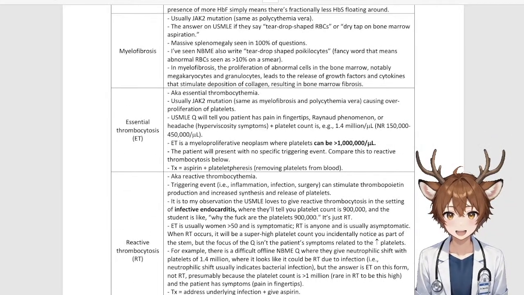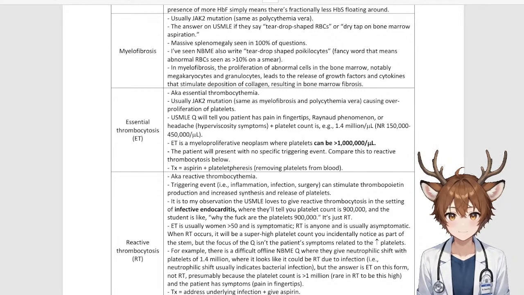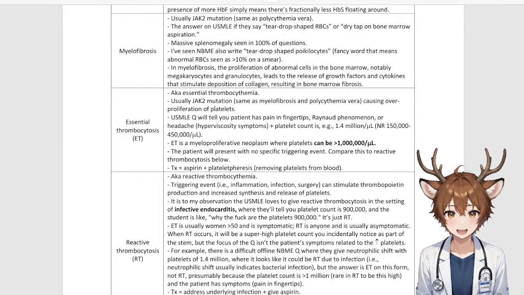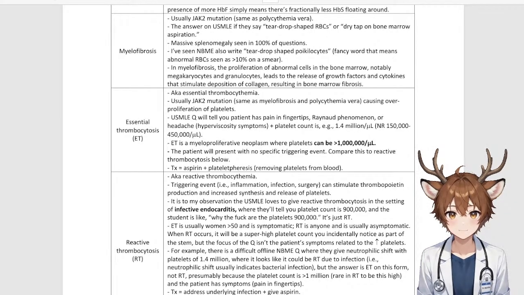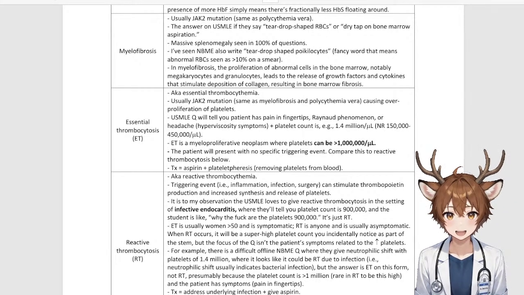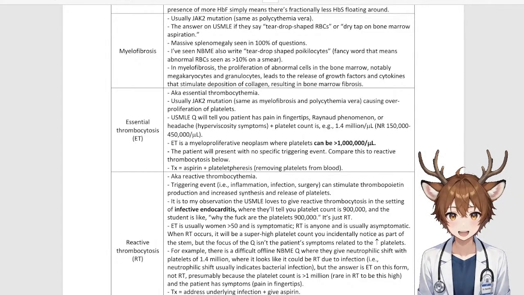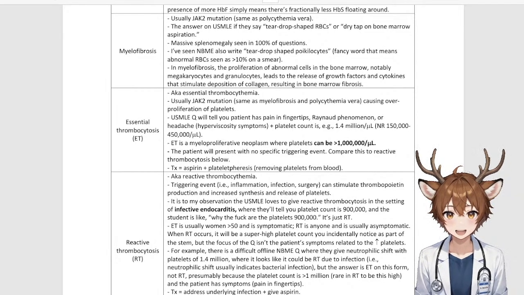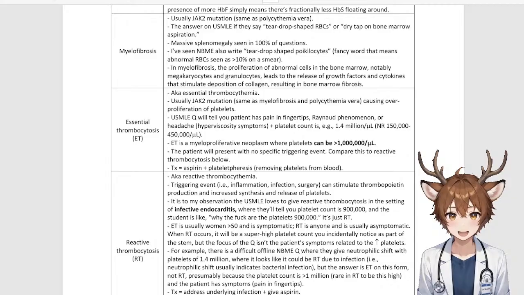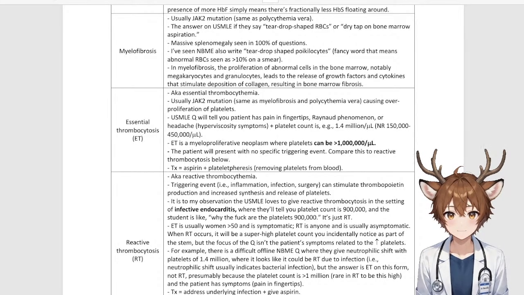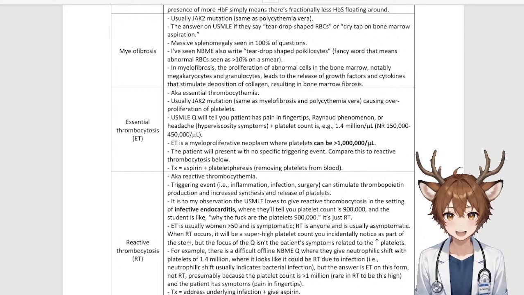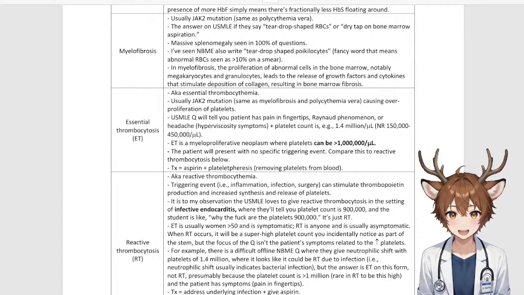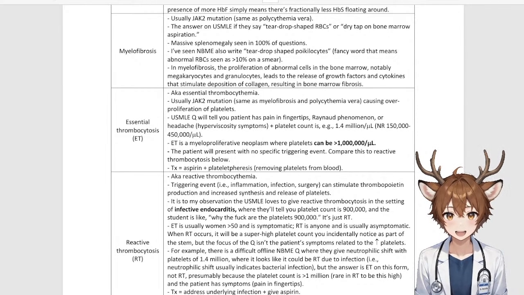Myelofibrosis, usually a JAK2 mutation, same as polycythemia vera. The answer on USMLE if they say teardrop-shaped RBCs or dry tap on bone marrow aspiration. A massive splenomegaly seen in 100% of questions. I've seen on NBME also write teardrop-shaped poikilocytes, a fancy word that means abnormal RBC, seen as greater than 10% on a smear. In myelofibrosis, the proliferation of abnormal cells in the bone marrow, notably megakaryocytes and granulocytes, leads to the release of growth factors and cytokines that stimulate the deposition of collagen, resulting in bone marrow fibrosis.